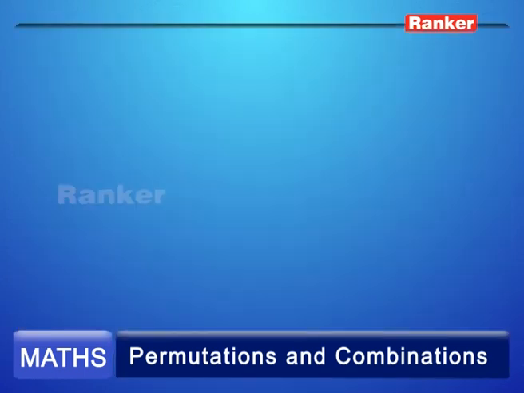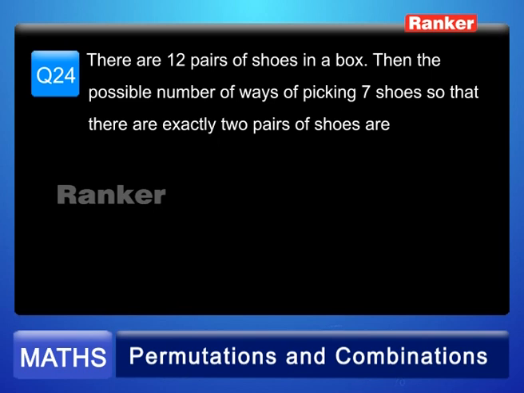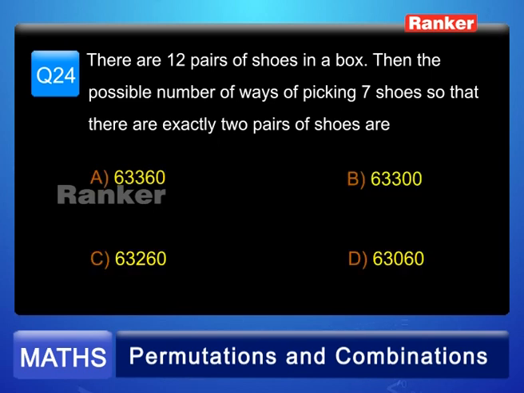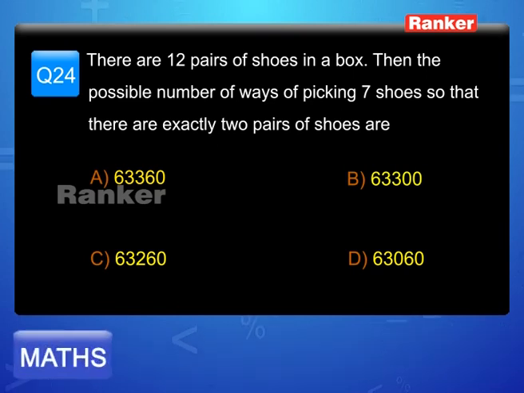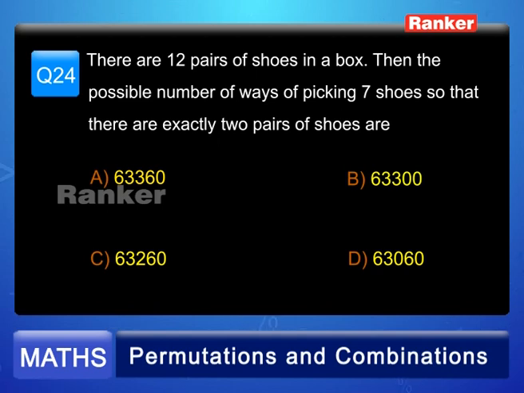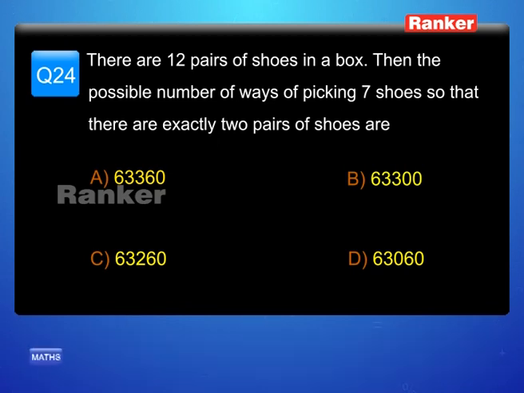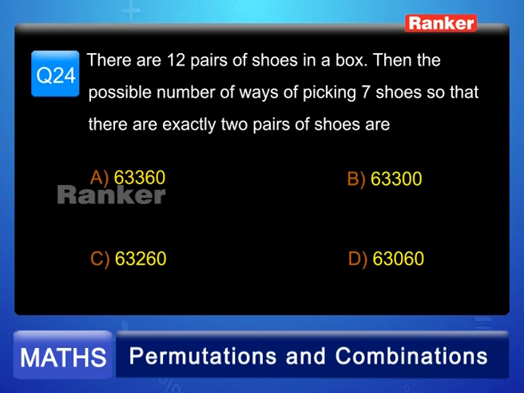The next question is, that is question number 24. There are 12 pairs of shoes in a box. Then the possible number of ways of picking up 7 shoes, so that there are exactly 2 pairs of shoes. How many shoes are there? 12 pairs of shoes are there. 12 pairs means 24 shoes. Out of them, you are supposed to have 7 shoes. In those 7 shoes, 2 pairs of shoes must be there. The remaining means 3 shoes. Among those 3 shoes, no pair must exist.